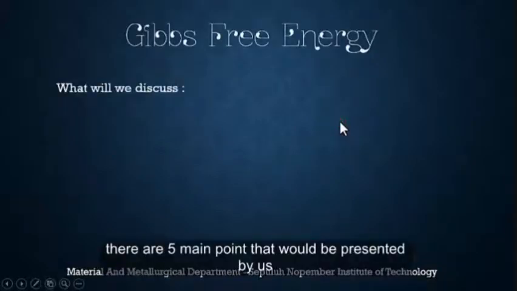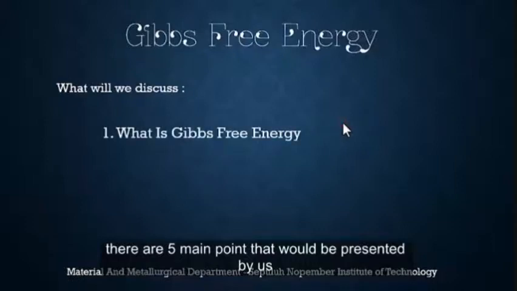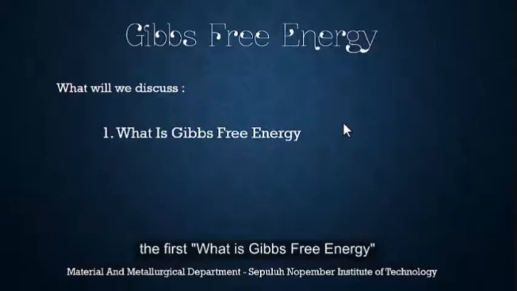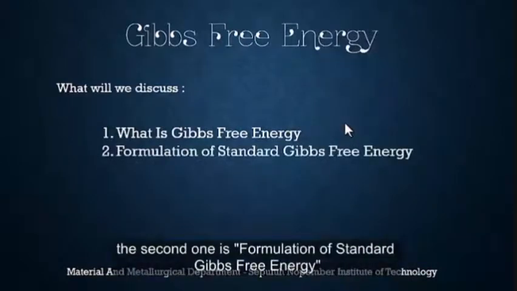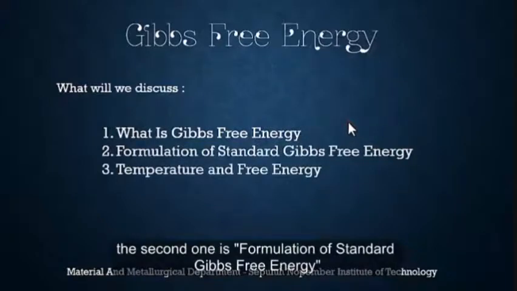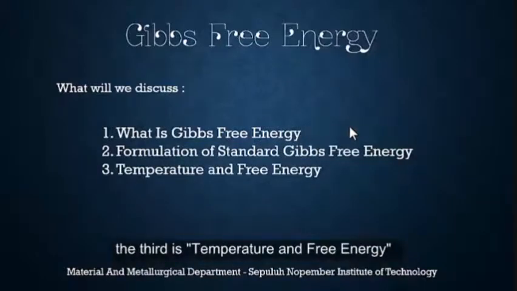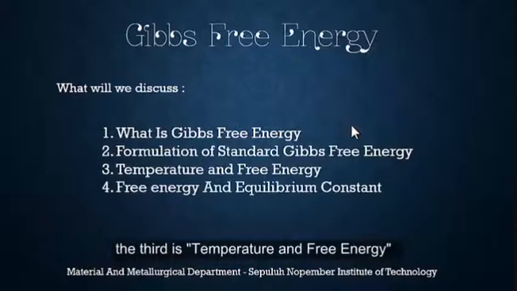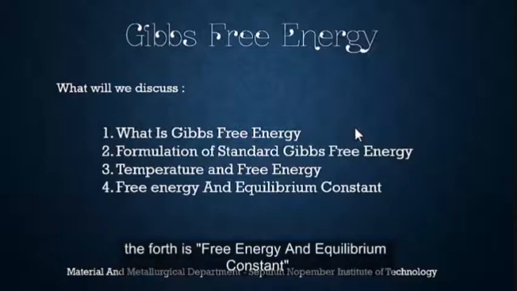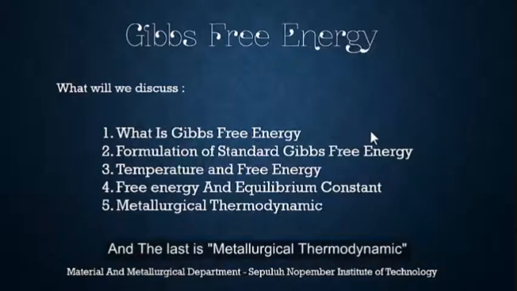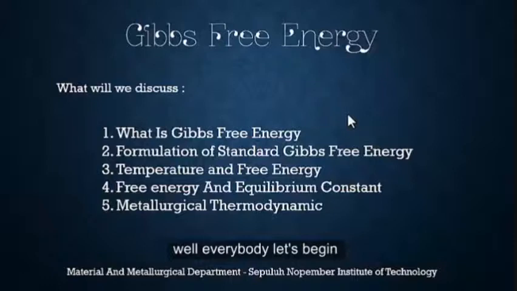In this part there are 5 points that will be presented by us. The first, what is Gibbs free energy? The second is the formulation of standard Gibbs free energy, the third is temperature and free energy, the fourth is free energy and equilibrium constant, and the fifth is metallurgical thermodynamics. Well everybody, let us begin.